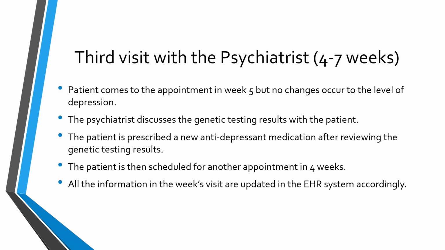This is the third visit with the psychiatrist. The patient comes to the appointment in week 5, but again, no changes occur to the level of depression. The psychiatrist discusses the genetic testing results with the patient. The patient is prescribed a new antidepressant medication after reviewing the genetic testing results. The patient is then scheduled for another appointment in 4 weeks. All the information in the week's visit is updated in the EHR system accordingly.